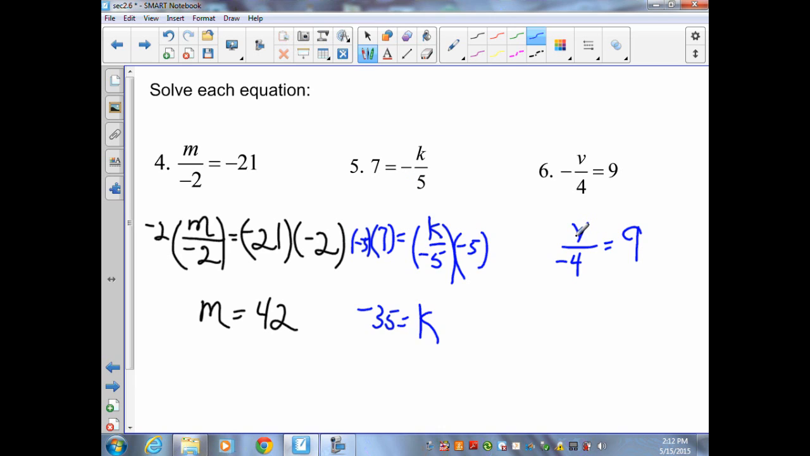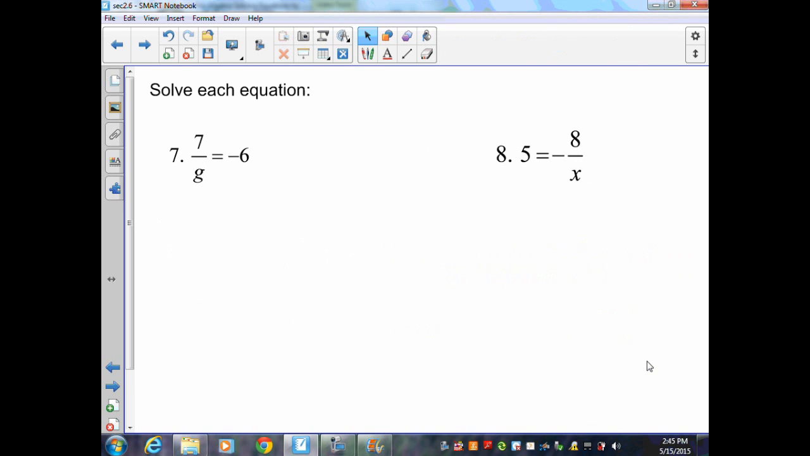So here, I can now determine what is happening to v. v is being divided by a negative 4. So I'm going to do the opposite, or inverse, which is to multiply by a negative 4 on both sides. When I do that, a negative 4 times 1 is a negative 4, but a negative 4 divided by 4 is a positive 1v, equals a negative 36.